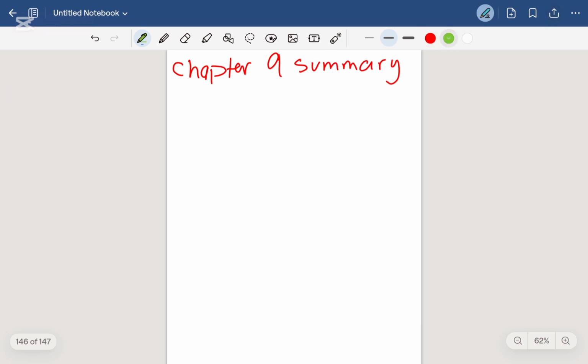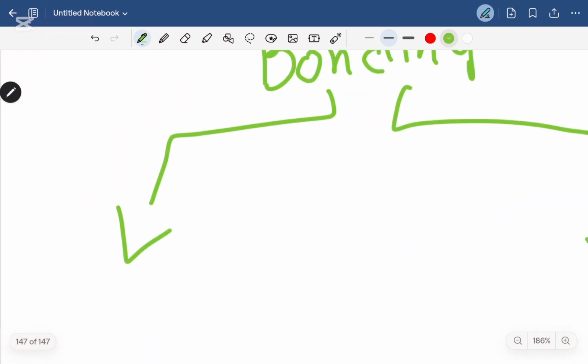Anyway, let me just start explaining the chapter 9 summary. In chapter 9, we learn about bonds, okay? We have two types of bonding, or two types of bonds. The first one, we call it intermolecular bonds.